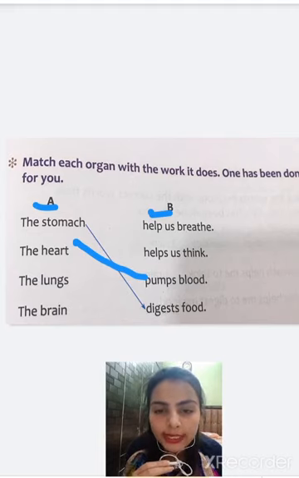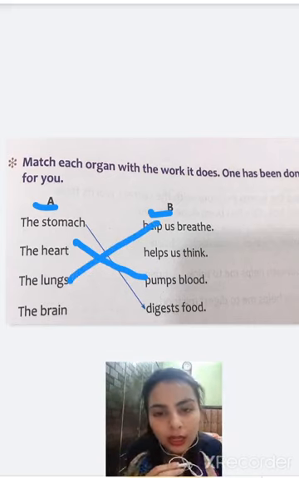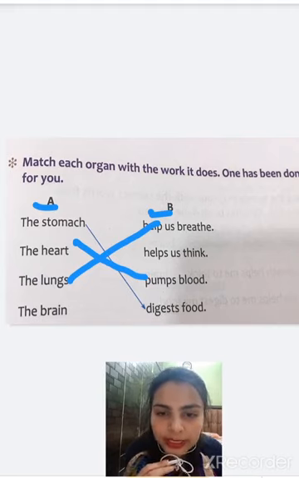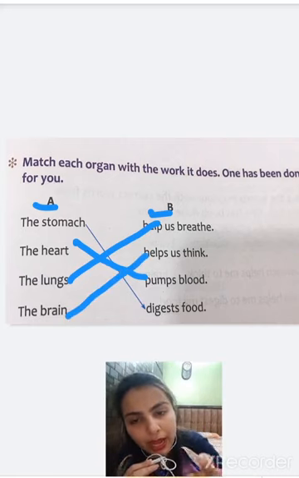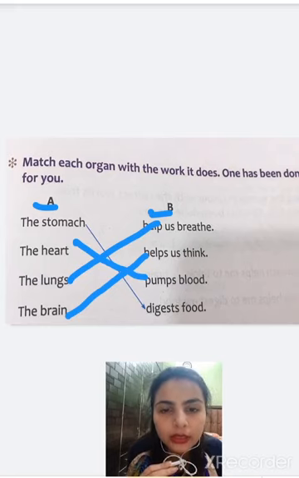Next is the lungs. See the first one of column B, helps us breathe. Do our lungs help us to breathe? Yes. So match the lungs with the first one of B, helps us breathe. The last one is the brain and the remaining is helps us think, and we know our brain helps us think. So match the brain with the second one of B, helps us think.